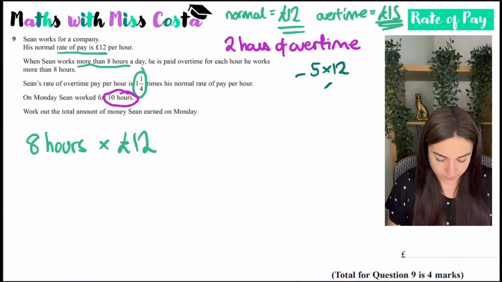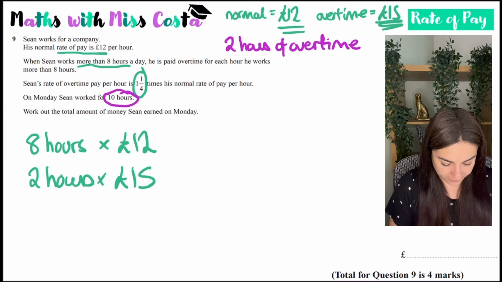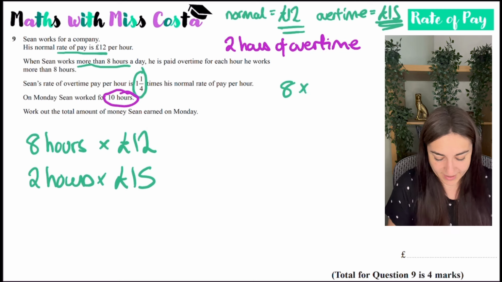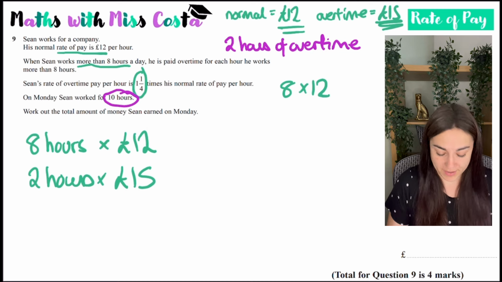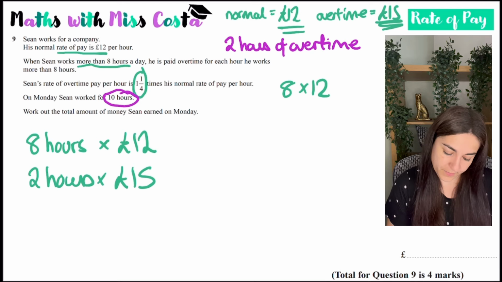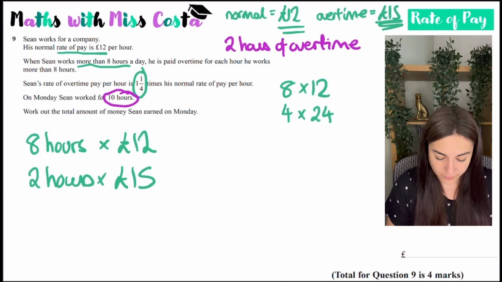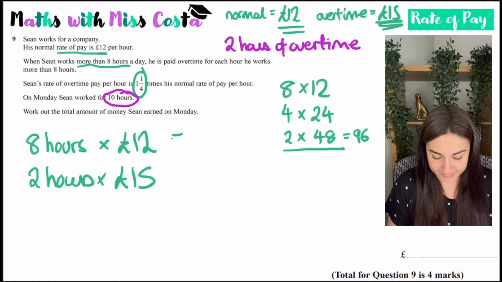So we're going to just write that down. 2 hours times by 15. I can't remember if we worked out what 8 hours was, either way if we haven't. So 8 times 12 I can do the doubling and halving method. So that could become, I'm trying to think of the easiest way, 4 times by 24, and then halve and double again, 2 times by 48, which is 96.